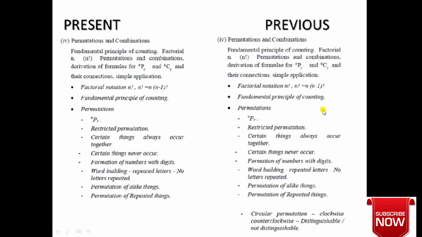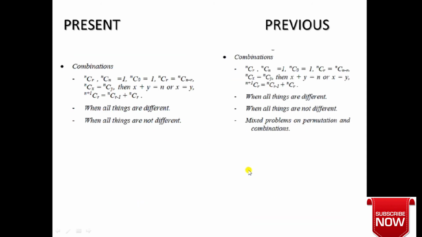Next we have permutation combination. That too comes under the algebra part. As you can see, it's a quite similar syllabus, only circular permutation, clockwise, counterclockwise, distinguishable, not distinguishable part has been removed from the present syllabus. Otherwise the syllabus is quite the same. Next we have combinations. In combinations, the part that has been removed is mixed problems on permutation and combinations. You have to do only these two parts.